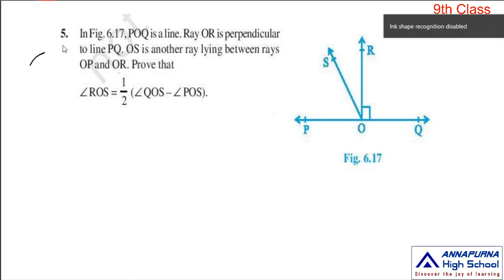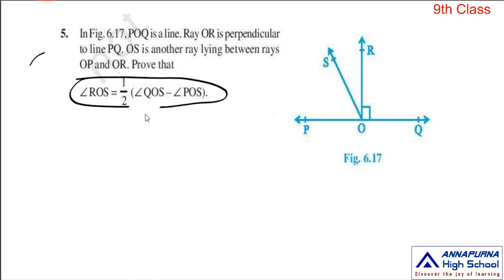Next, the fifth one. In figure 6.17, POQ is a line. Ray OR is perpendicular to the line PQ. OS is another ray lying between the two rays OP and OR. We have to prove that angle ROS is equal to half of (angle QOS minus angle POS).